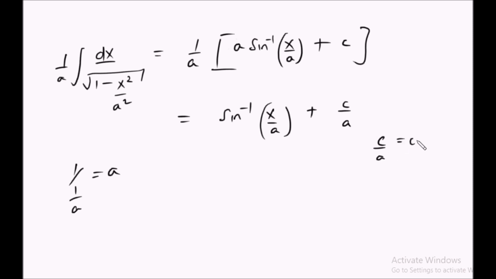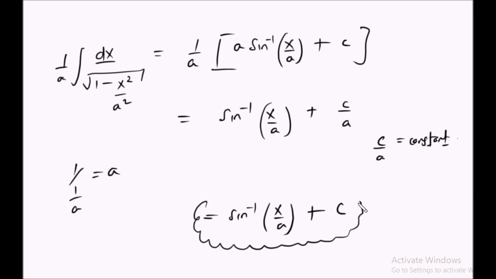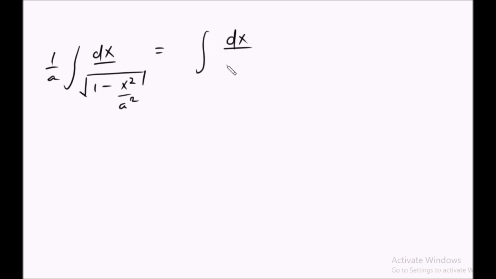C over a is constant kwa sababu a ni constant, c ni constant. Kwa hiyo jibu la mwisho ni sin of inverse x over a plus c. Okay? So I have shown you kwamba nikiintegrate hii hapa 1 minus x squared over a squared ambayo sasa tuna hii hapa a squared minus x squared, jibu langu ni nini? Jibu langu ni sin of inverse of x over a plus c.